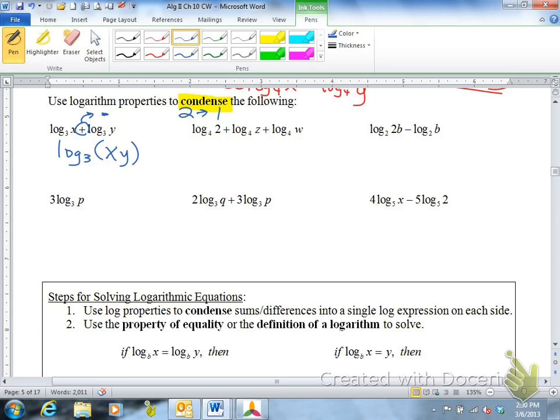Okay, the middle one we have a sum. So a sum is going to change into a product. You'll have log base 4 of 2 times z times w. And that would be your condensed answer.